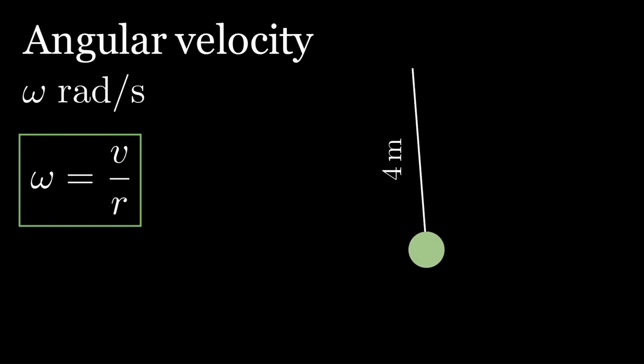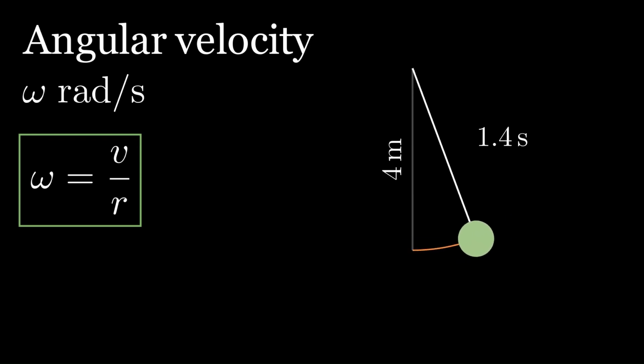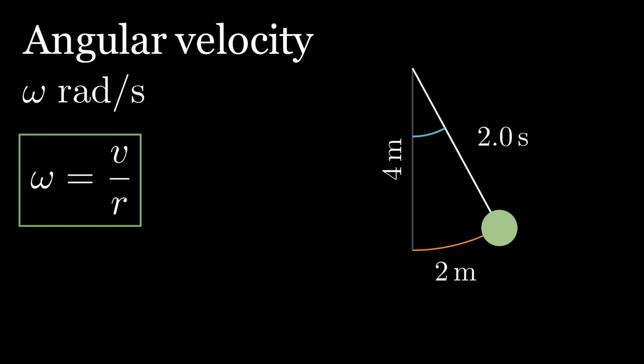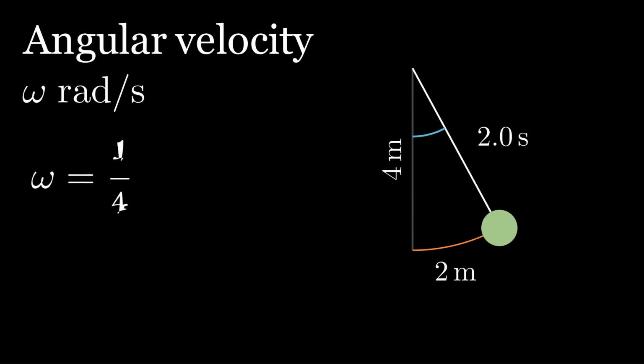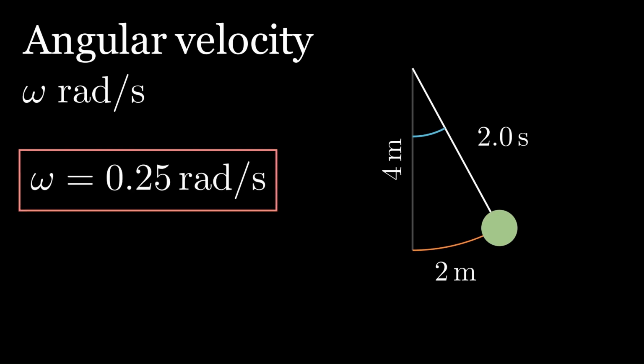So, using the same example as before, but assuming it takes 2 seconds for the ball to move 2 meters. As the ball travels 2 meters in 2 seconds, our velocity is 1 meter per second. Substituting this into our formula, we get 1 meter per second over 4 meters. This gives us an angular velocity of 0.25 radians per second.